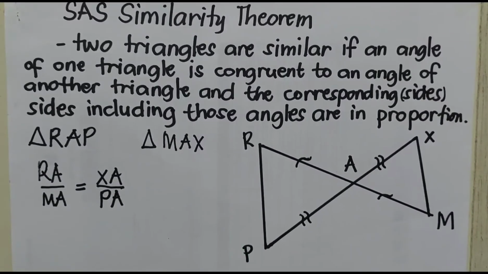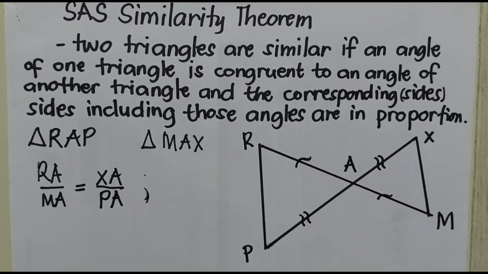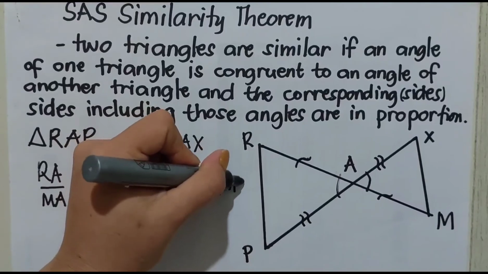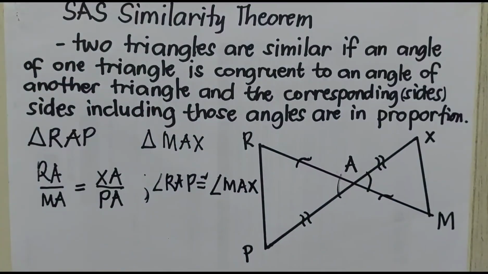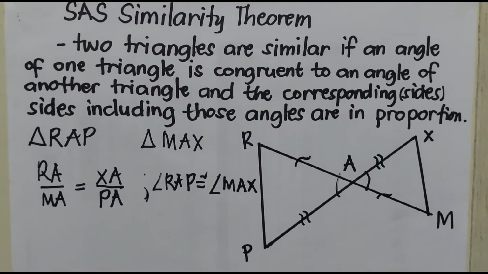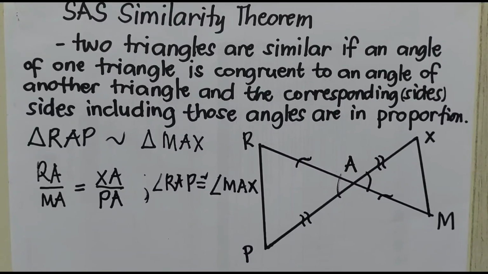Now, can you identify the angle that is considered as the included angle of the two sides that are proportional? What angle is considered as the included angle? So we have this and this one and this one. Which is the angle between the two sides? So we have this angle. This angle is congruent to that angle. So therefore we can say that angle RAP is congruent to angle MAX. Now, since the two sides here are proportional to each other and the included angles are congruent, therefore we can say the triangle RAP is similar to triangle MAX. That is by the side angle side similarity theorem.